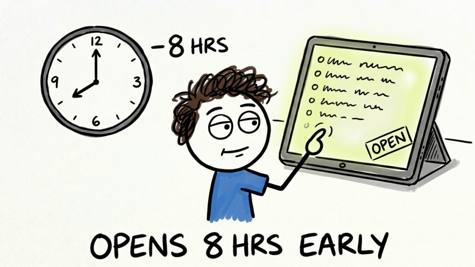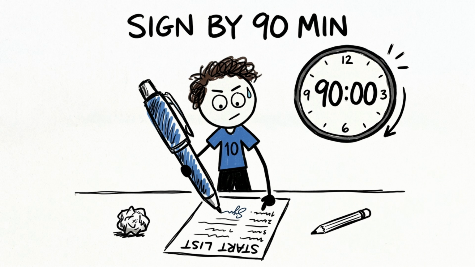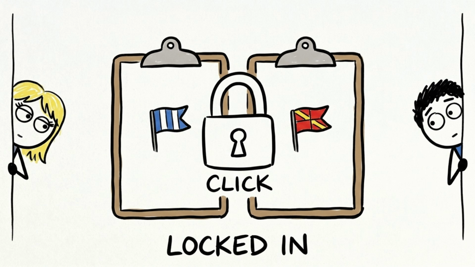The electronic system opens 8 hours before kickoff. The final version has to be submitted and signed at least 90 minutes before, and neither team's list goes public until both have handed theirs in. After that, the names are locked.